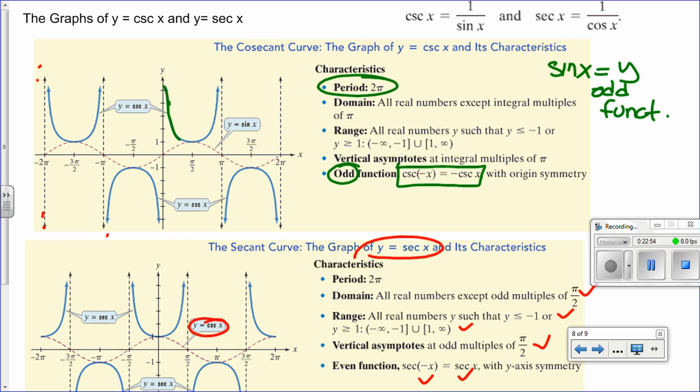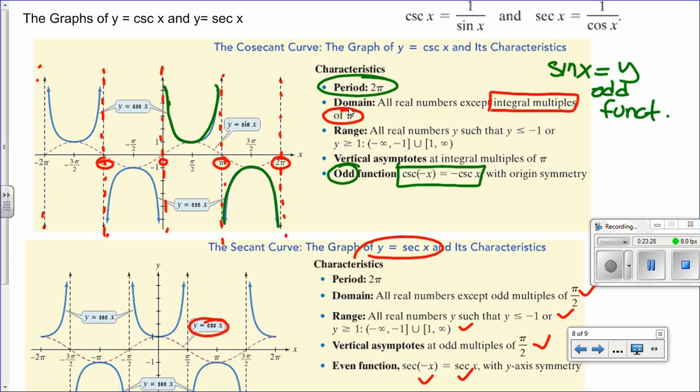It will be from here to here and then here. That will form a complete period. Now the domain is all real numbers except for the integral multiples of pi. The reason we exclude those is because at those multiples of pi, we are going to have vertical asymptotes. So it makes sense we exclude those from the domain.